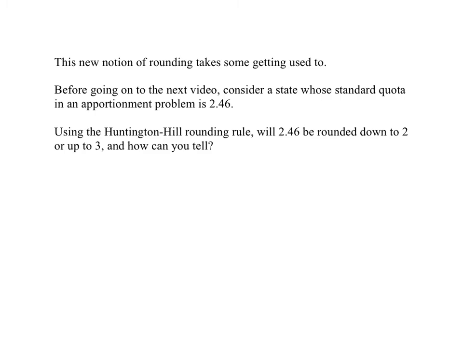Consider a state whose standard quota in an apportionment problem turns out to be 2.46. So here's a question for you. Using the Huntington-Hill rounding rule, will that 2.46 be rounded down to 2, or will it be rounded up to 3, and how can you tell?